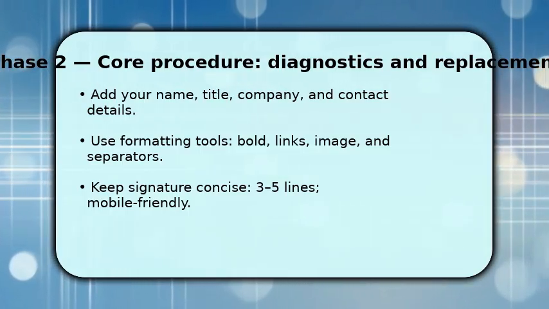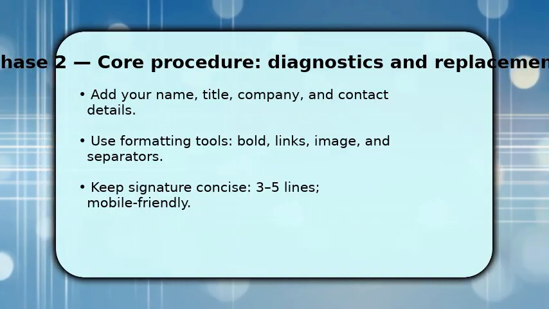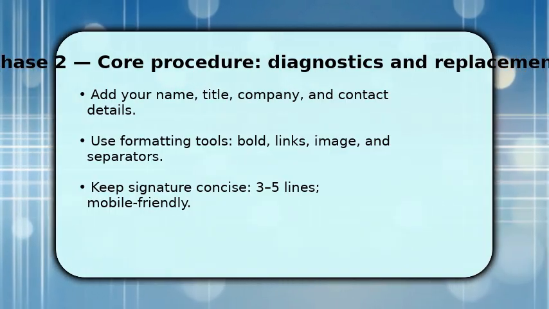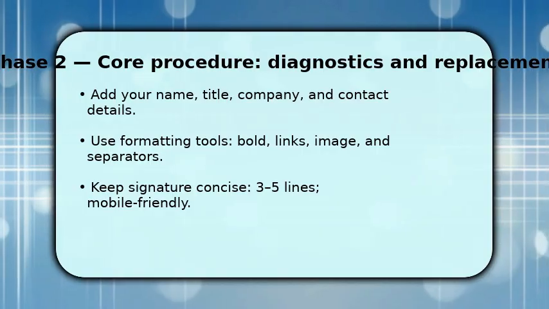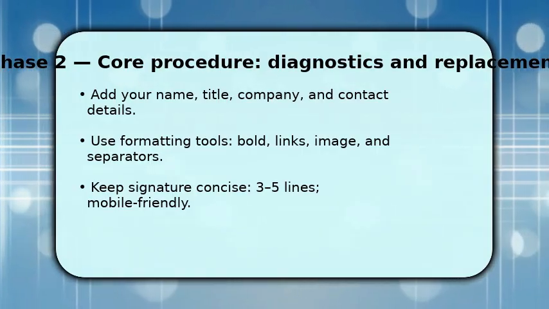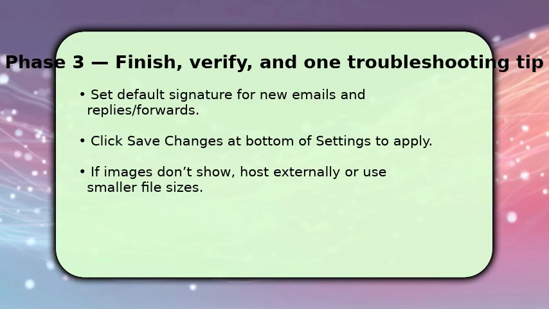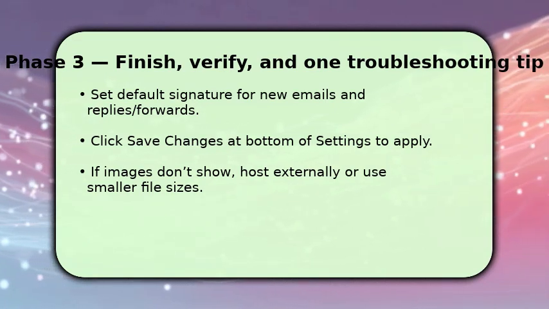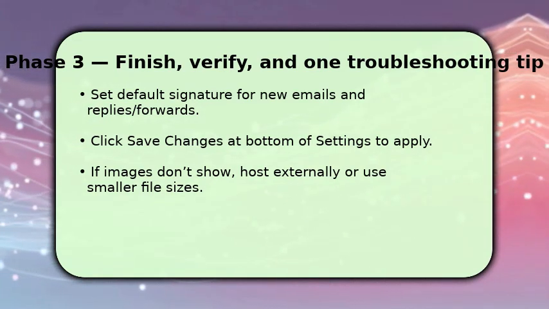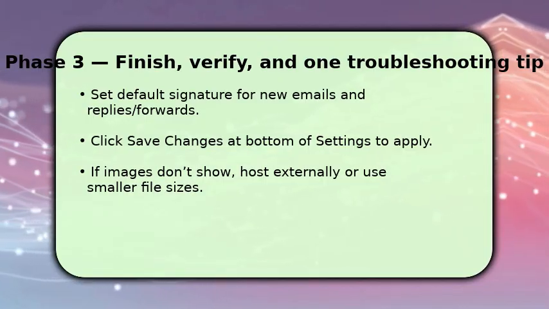Once done, check desktop and mobile previews. Make sure fonts and line breaks look good on small screens, because many recipients read mail on phones. Finish by assigning this signature as the default for new emails, and for replies or forwards, if you want it always attached, then scroll to the bottom and click Save Changes so Gmail applies it.